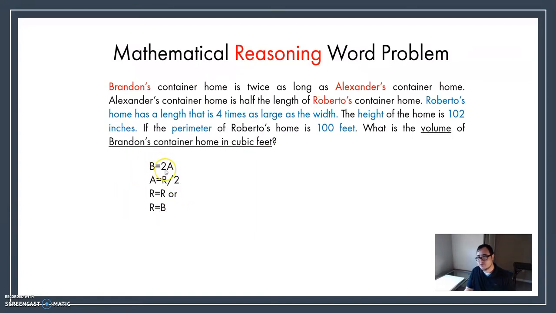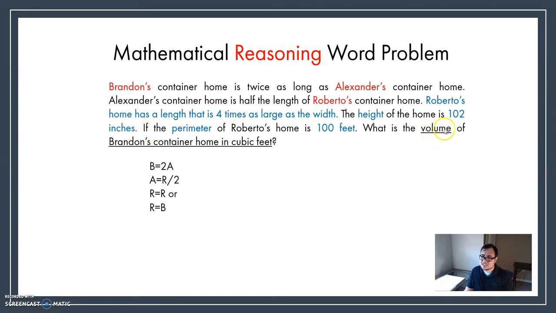B is equal to twice the amount of whatever A has. A is equal to half, or divided by 2, of what Roberto has. So, that tells us that they didn't tell us exactly what Roberto represents, but if we read very closely, we're going to understand that Roberto basically has the same thing as Brandon. So, let's look at the question.